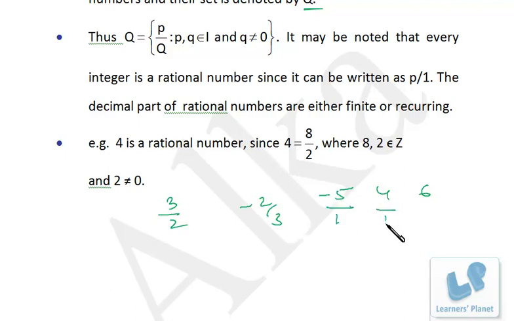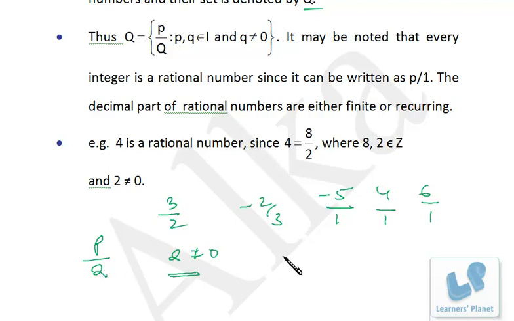Here 4 is an integer, 1 is also an integer, 6 and 1, right? So all of them are rational numbers. So precisely, rational numbers can be represented in p by q form, where p and q, both of them are integers, may be positive, may be negative, and the denominator should not be equal to 0. That is the very important condition. Okay, the denominator should not be equal to 0. So this is what a rational number is.